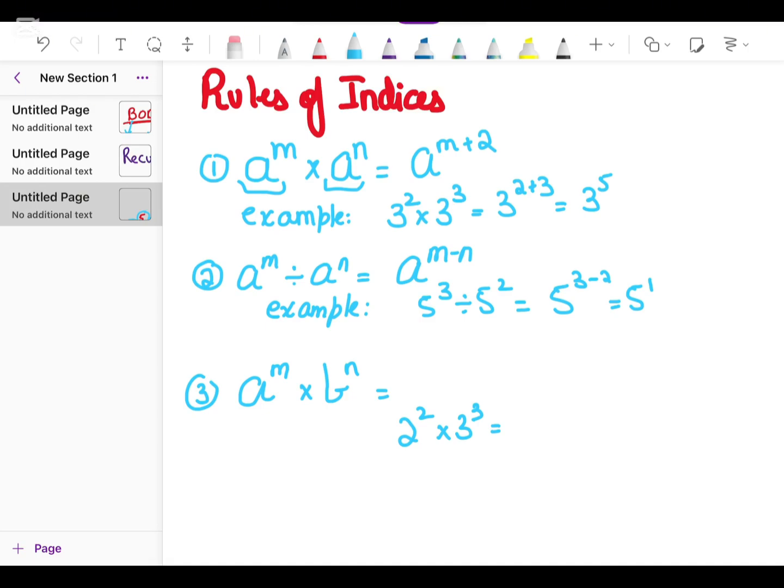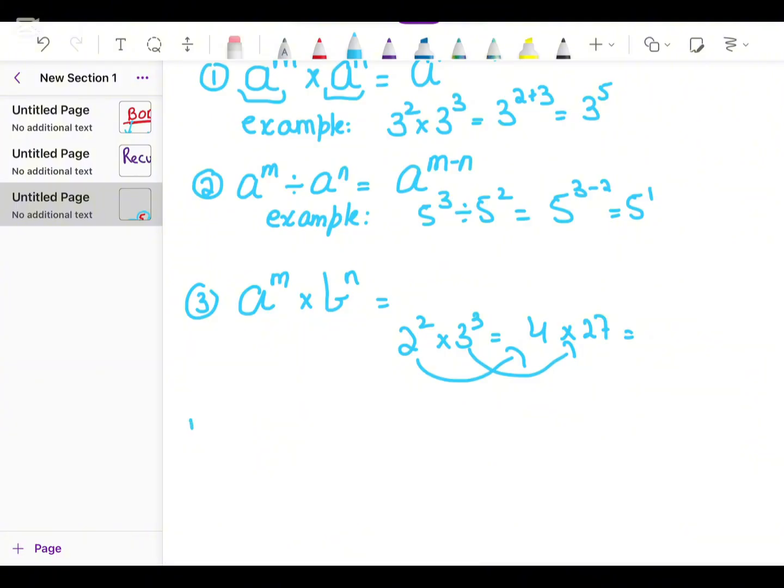You just need to simplify this. 2 raised to the power 2 will be 4 and 3 cubed will be 27. Then you have to multiply these two numbers and you will get the answer 108. Okay, this is a basic rule when the bases are not the same and they are multiplying. Now we have another rule.